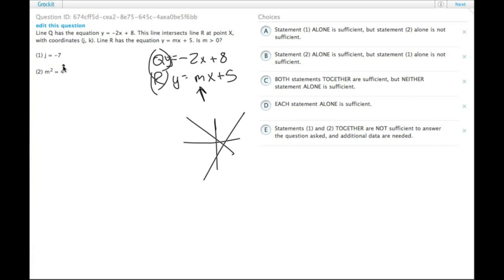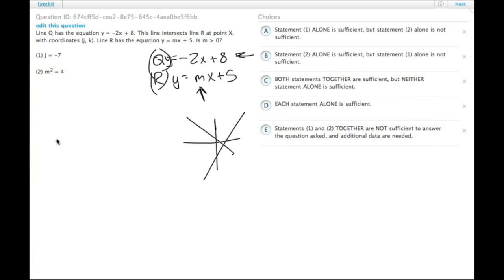Statement 1 tells us that j equals negative 7. And point x then is a point on both of the lines. So we can use that to fill it into our equation here, and to figure out the second point. So let's use the one where we have both the slope and the y-intercept, namely line Q.